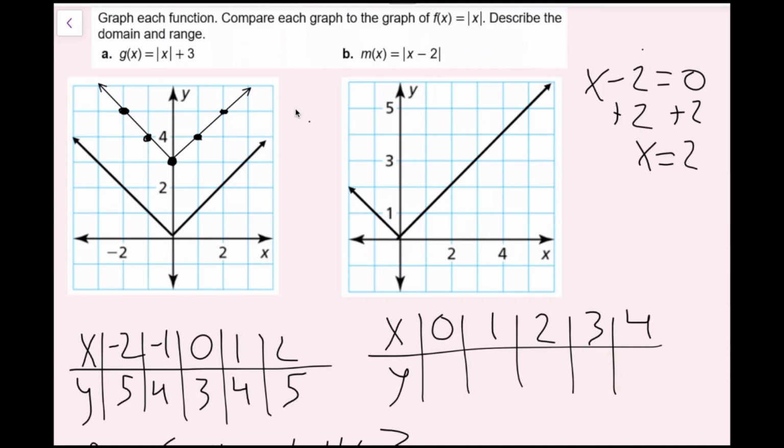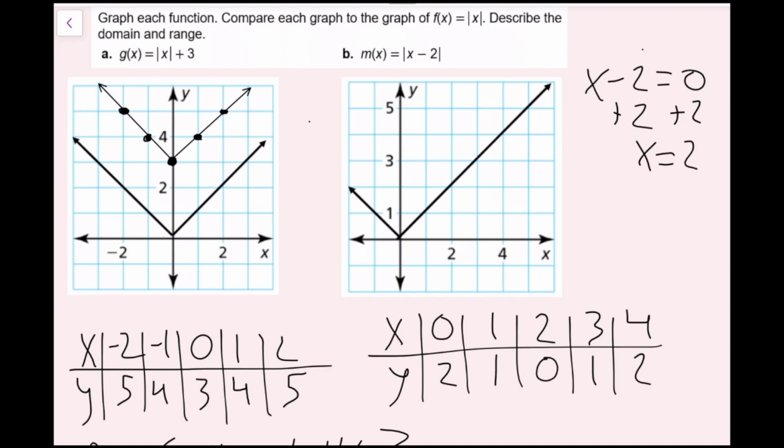So I'm going to plug these values in to get my y values. So I'm going to take the 2. 2 minus 2 is 0. Absolute value of 0 is 0. And then for 3, 3 minus 2 is 1. Absolute value is 1. For 4, 4 minus 2 is 2. Absolute value of 2 is 2. And because I know this is my vertex, these y values are going to be symmetrical. So this is going to be 1, and this is going to be 2. Okay? And you can plug these in to figure that out. Like 1 minus 2 is negative 1. Absolute value of that is 1. And then the same thing will happen here to get to 2.